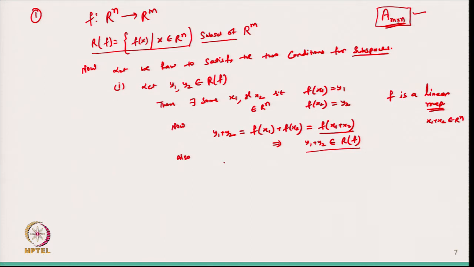Also, if I take any scalar alpha, so I am taking the scalar alpha, alpha y1 can be written as alpha f(x1), and since it is a linear map I can write it as f(alpha x1). So, which implies that alpha y1 also belongs to the range space of function f. Okay, so from here the scalar multiplication of y1 also belongs to the range space of f.